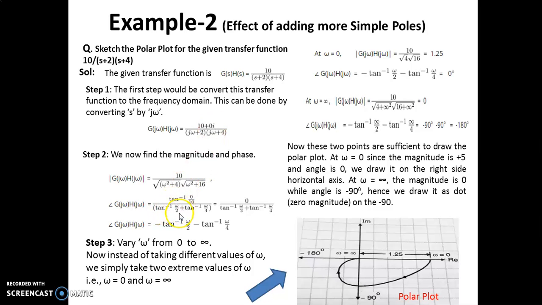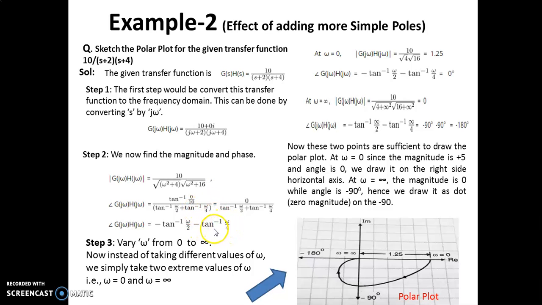In the denominator we have two terms separately, and that is the main advantage in the frequency domain. You can take the angle of individual terms separately and add them if it is a multiplication of a number of terms. That is the main advantage of frequency response methods. So tan inverse omega by 2 for the first term and plus tan inverse omega by 4 for the second term. Because it is a division, it converts into subtraction: minus tan inverse omega by 2 minus tan inverse omega by 4.